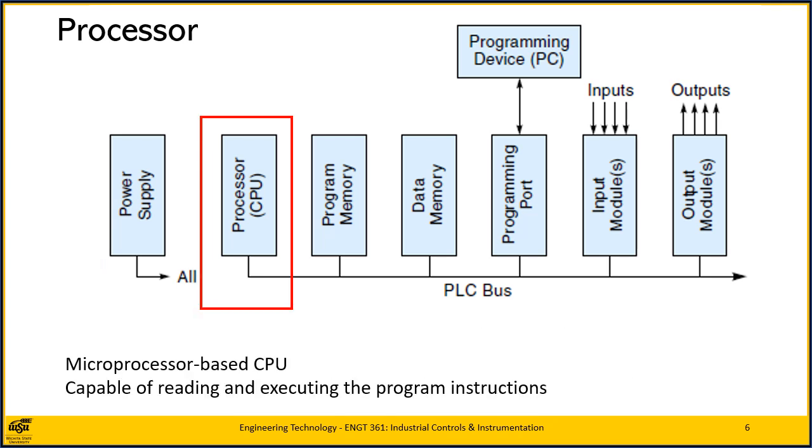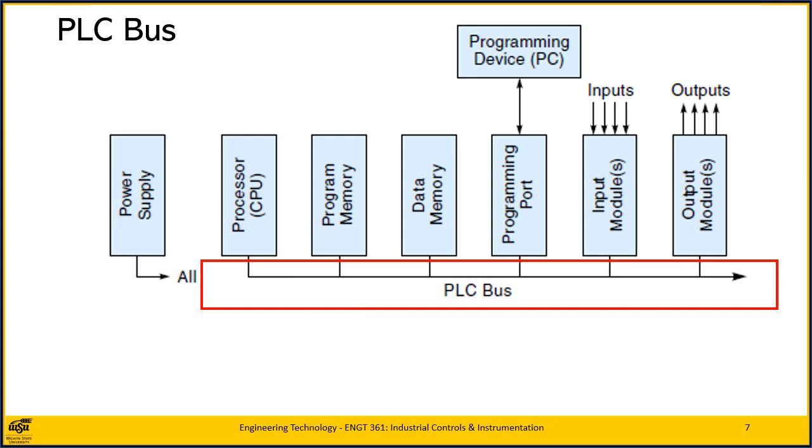The processor is a microprocessor-based CPU, and it is the part of the PLC that is capable of reading and executing the program instructions one by one, such as the rungs of a ladder logic program. The PLC bus are the wires in the backplane of a PLC modular system, which contains the data bus, the address bus, and the control signals. The processor uses the bus to communicate with the modules.